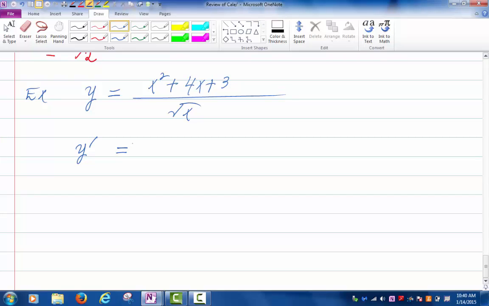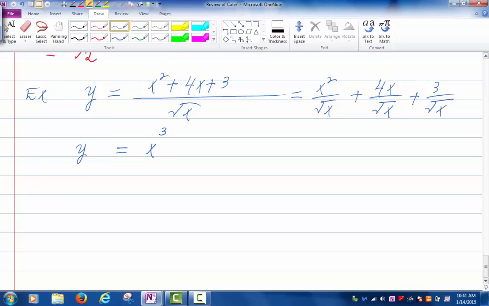So for example here, instead of using the quotient rule, what I'm going to do is basically do some algebra ahead of time. So I'm going to rewrite this as x squared divided by root x plus 4x divided by root x plus 3 over root x. I could do that, right? And let me erase y prime for now. So what is x squared over root x? X squared divided by root x is what?